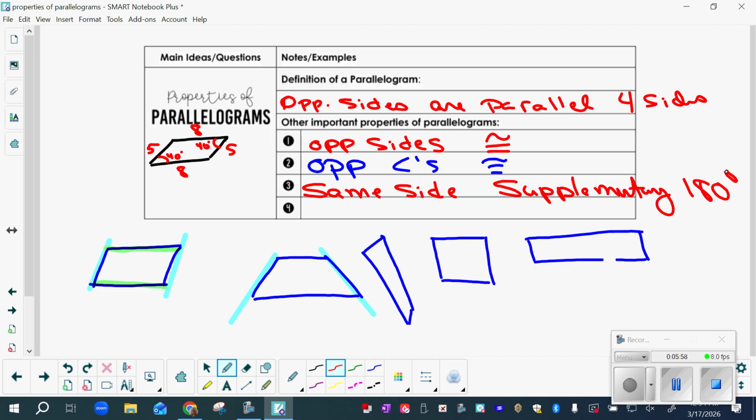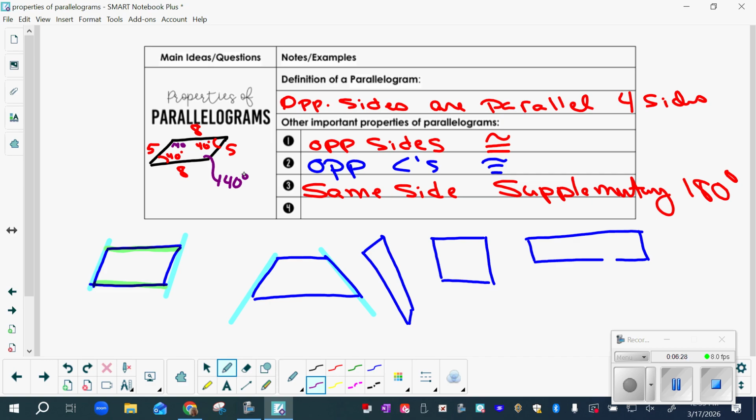Because if this guy is 40, guess what? This little guy right here is 140. And if he's 140, guess what? He's 140. Same side angles add up to 180. And check that out. 40 and 140, 180. 140 and 40, 180. 40 and 140, 180. So the opposite ones are the same. The ones on the same side, 180.